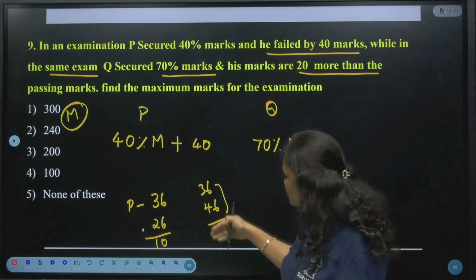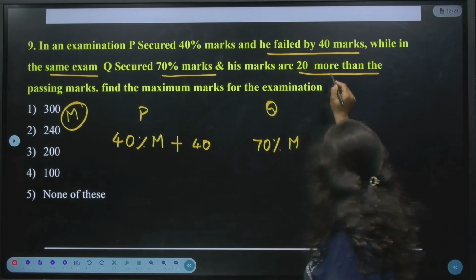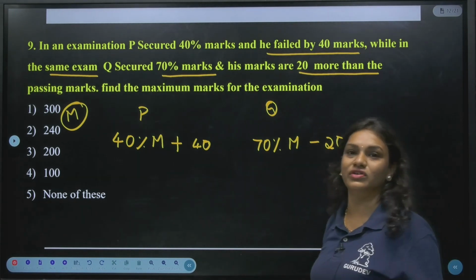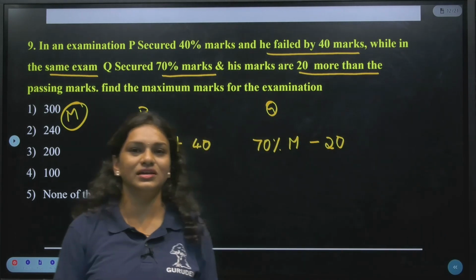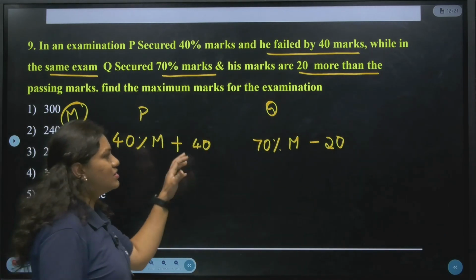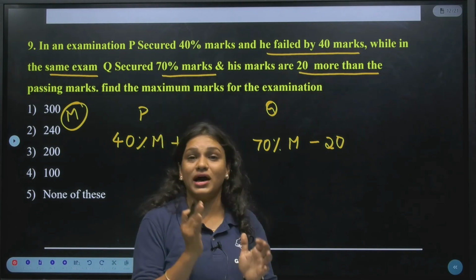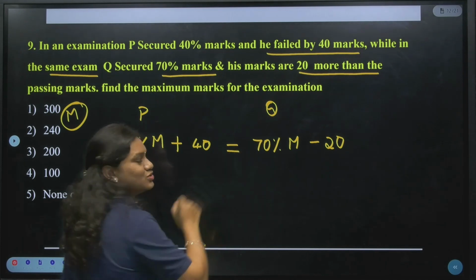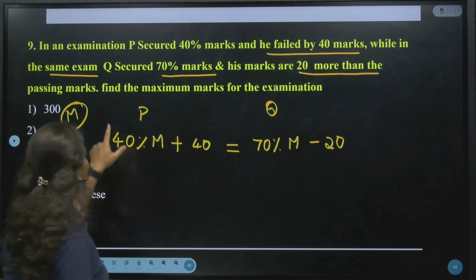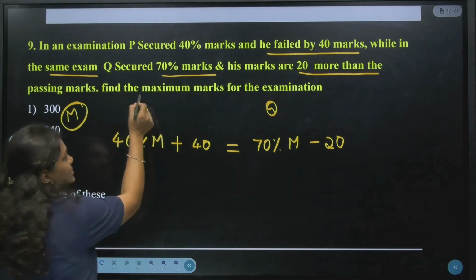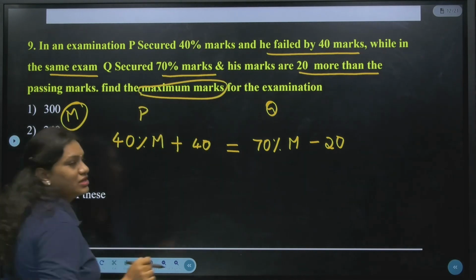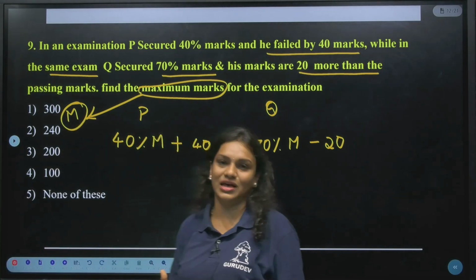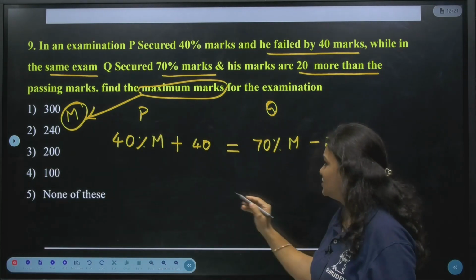Is it clear? So, based on this concept, if he secured 20 more marks, we have to deduct 20 from his total marks. Now in this case, both of them have the same passing marks. Due to this reason, can I equate the marks of these two persons? Yes. Next, what he is asking is to find the maximum marks for the examination, which is M. Just solve this equation.